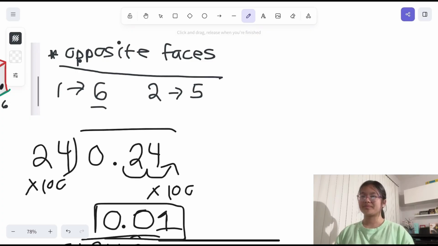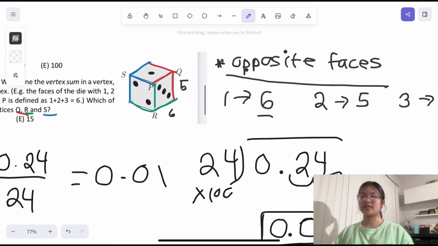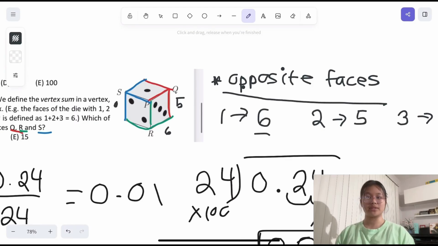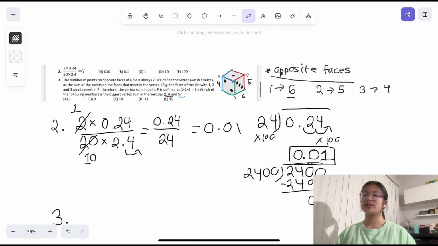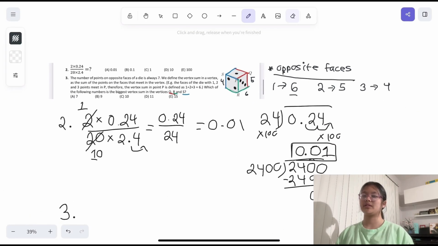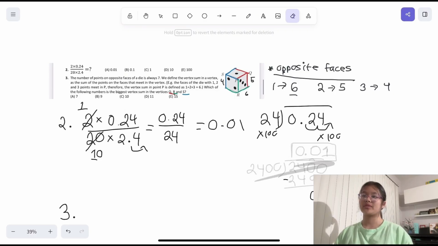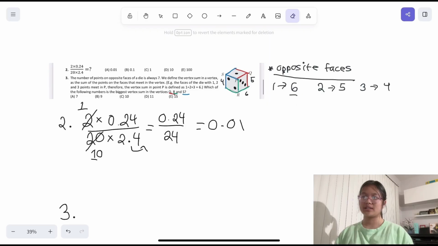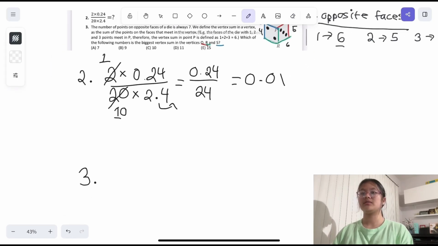And then what's next? You have 3. So that leaves 4 to be on the opposite side of 3. That's what we're going to keep in mind. Now, let me erase the previous problem so we don't get confused. Okay, anyways, let's continue with number 3.